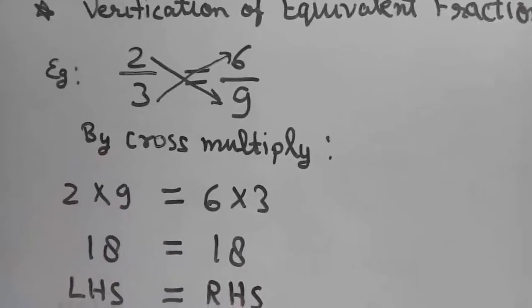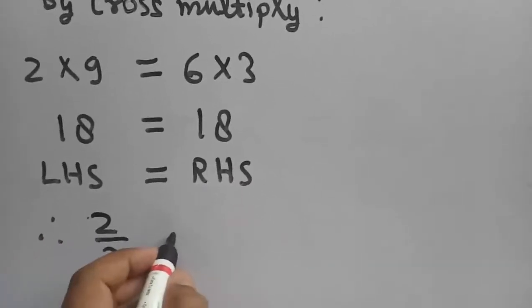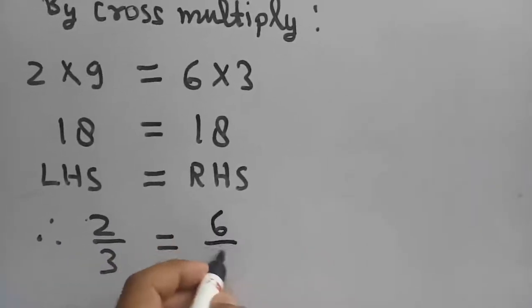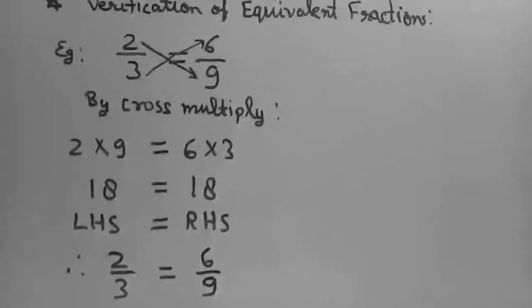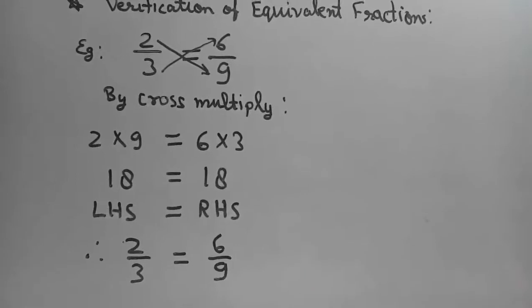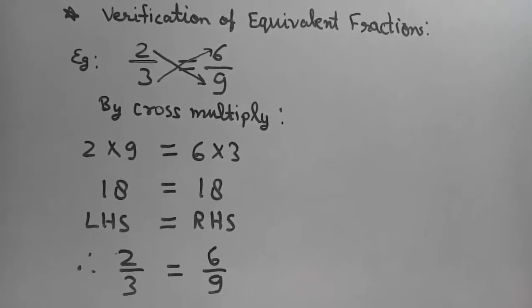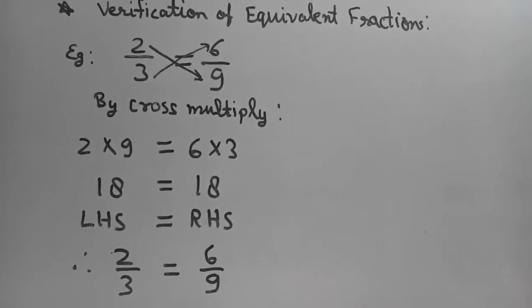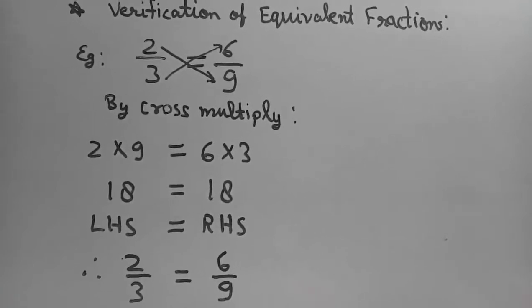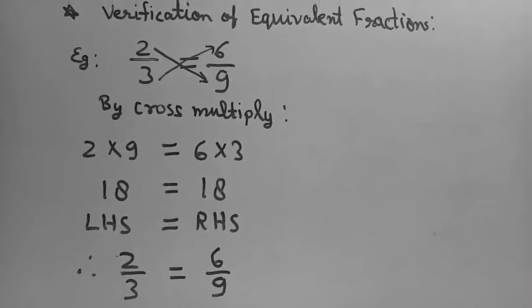That's why 2 by 3 is an equivalent fraction to 6 upon 9. This is the process of verification of given equivalent fractions. This is a simple method by cross multiplication. So student, I hope you understand this concept. How will you verify whether the given fractions are equivalent or not?